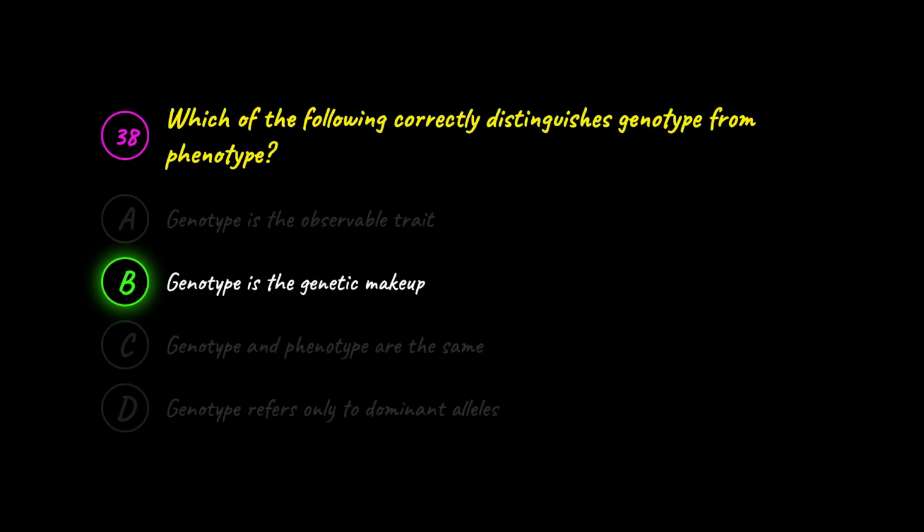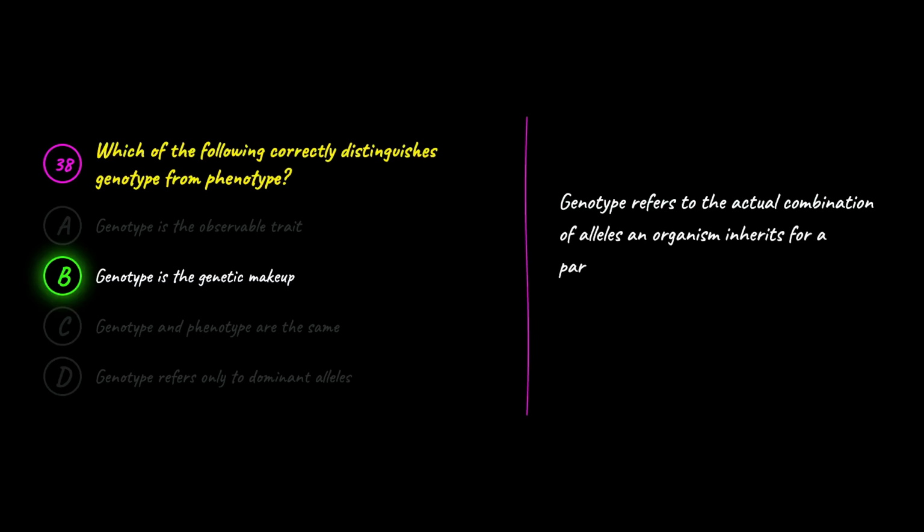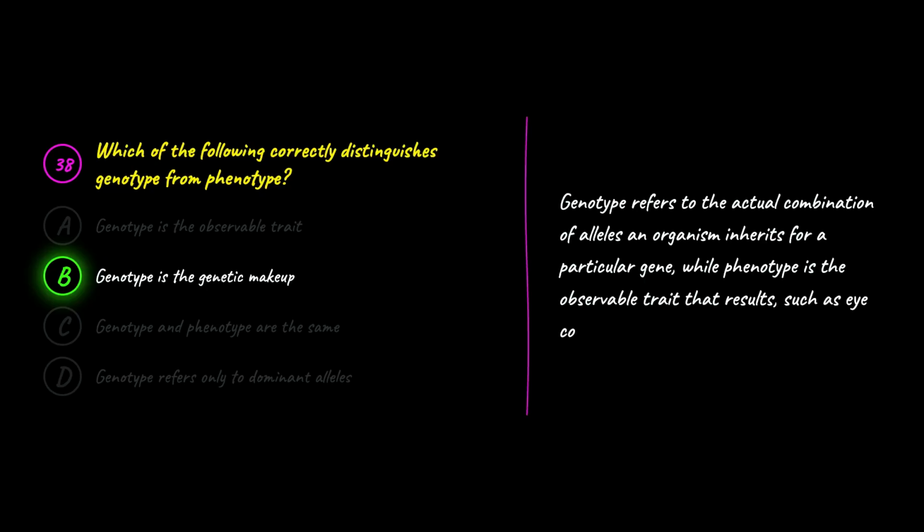The correct answer is B. Genotype is the genetic makeup. B is correct because genotype refers to the actual combination of alleles an organism inherits for a particular gene, while phenotype is the observable trait that results, such as eye color or blood type seen in the individual.